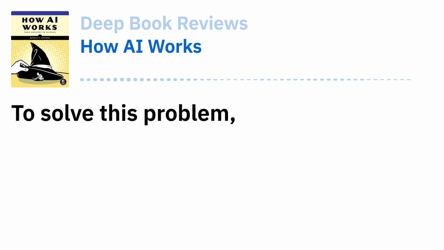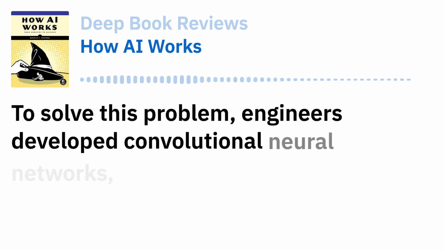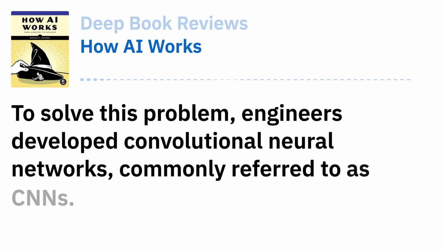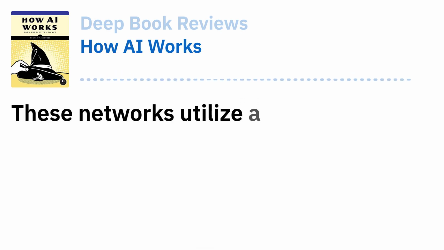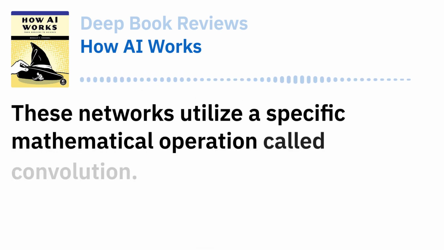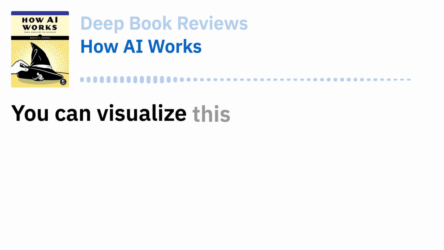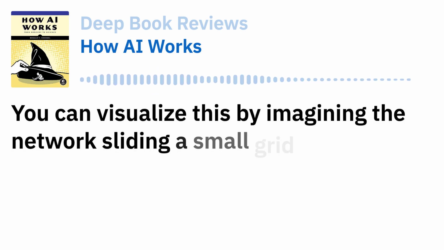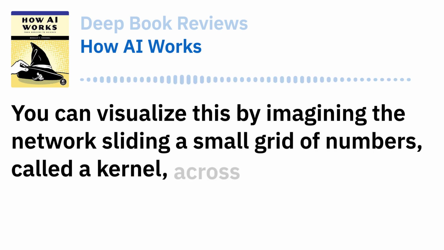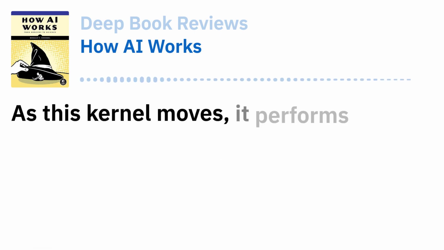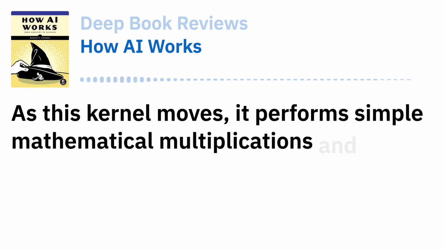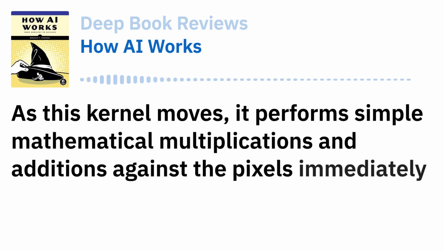To solve this problem, engineers developed convolutional neural networks, commonly referred to as CNNs. CNNs. And how do those work? These networks utilize a specific mathematical operation called convolution. You can visualize this by imagining the network sliding a small grid of numbers, called a kernel, across the input image. Just moving pixel by pixel from the top left to the bottom right. Yes. As this kernel moves, it performs simple mathematical multiplications and additions against the pixels immediately beneath it.